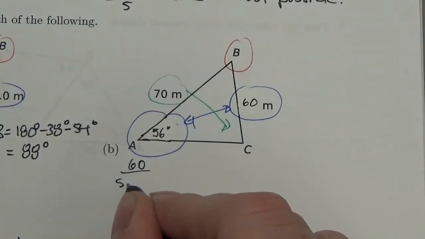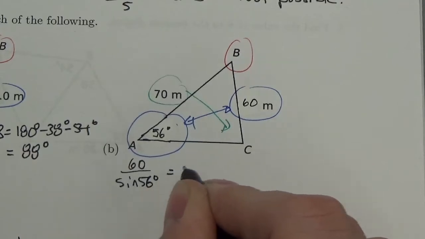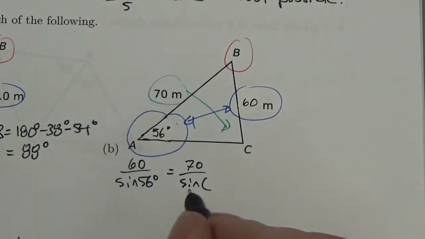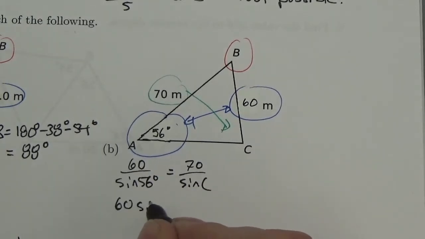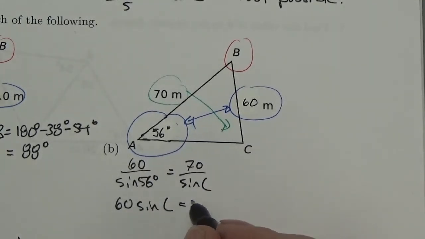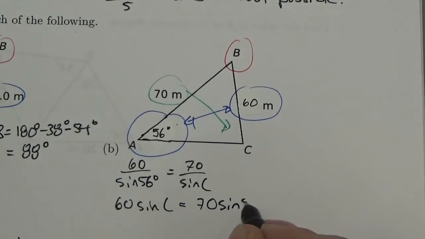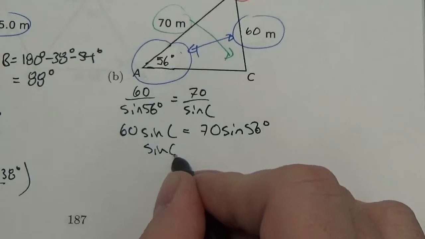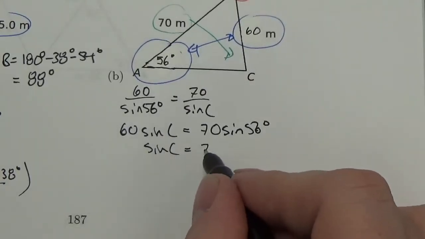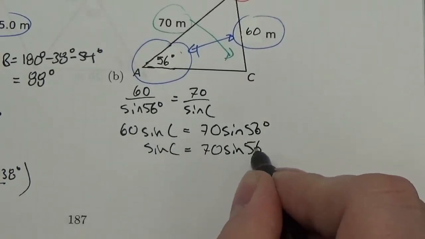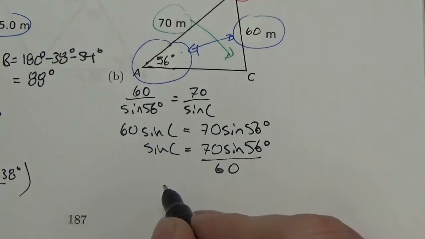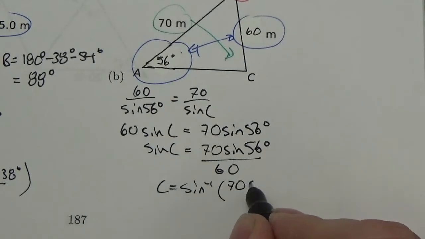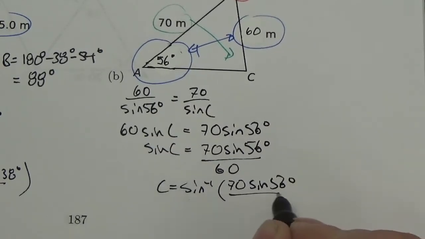So 60 over the sine of 56 degrees is going to equal 70 over the sine of C. So cross multiplying, 60 multiplied by the sine of C is going to equal 70 multiplied by the sine of 56 degrees. Then I'm going to divide. So sine of C is going to be 70 sine of 56 degrees over 60. So C is going to equal the inverse sine of 70 sine of 56 degrees over 60.